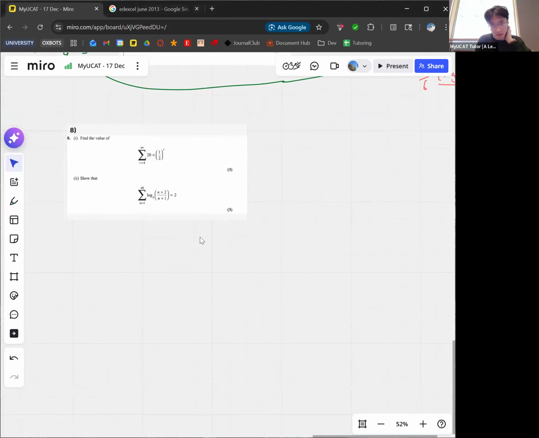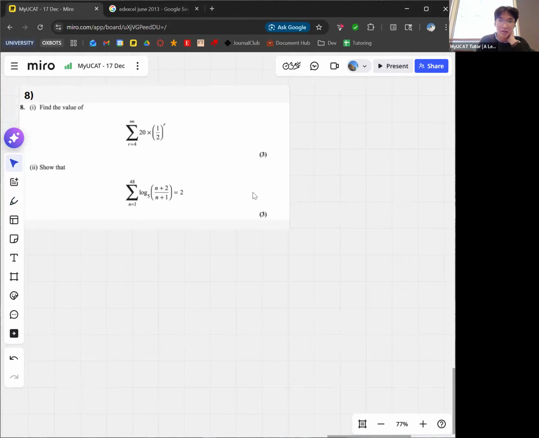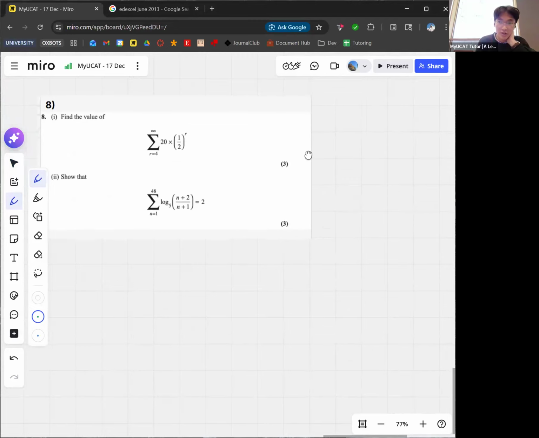Okay, so this is question 8, right? Find the value of this. This is just series. Here it's infinite, so it's an infinite geometric series, right?